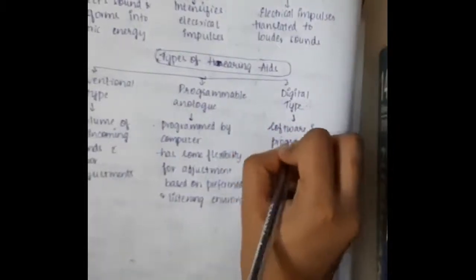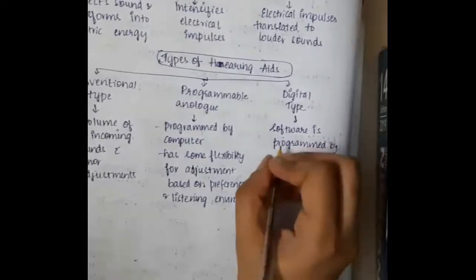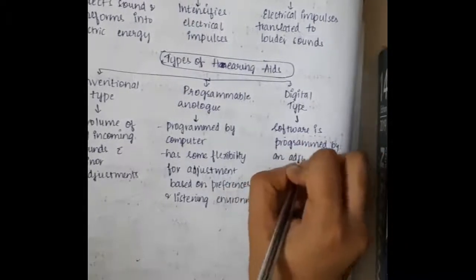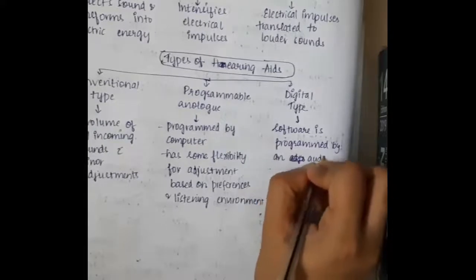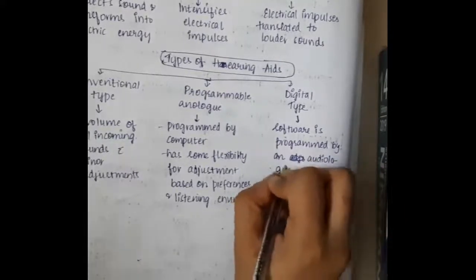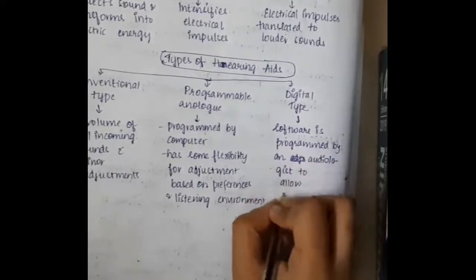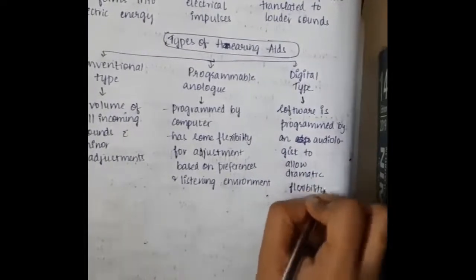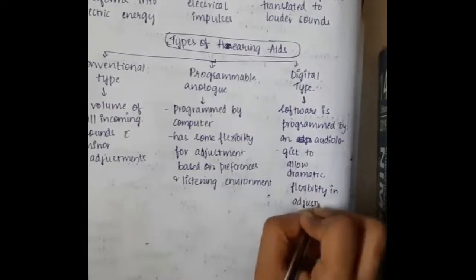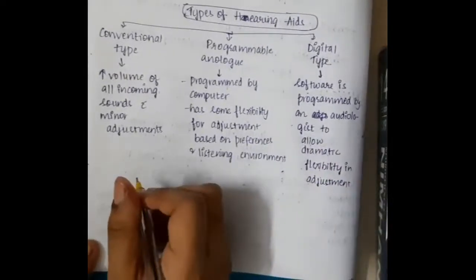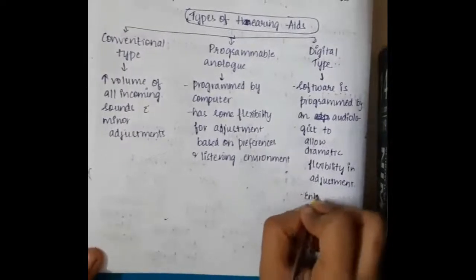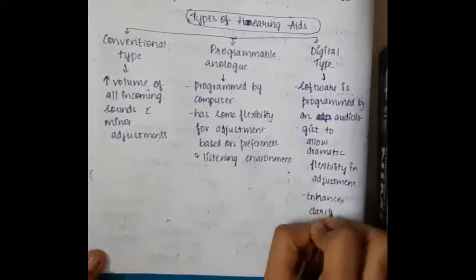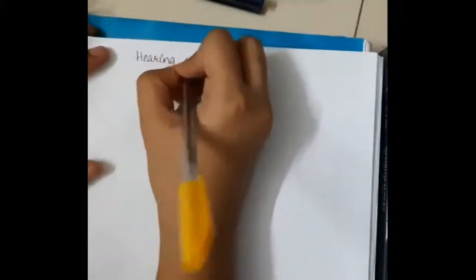Then we have digital type, where the software is programmed by an audiologist to allow dramatic flexibility in adjustment enhancements. We can have good flexibility because this is programmed by the audiologist according to the adjustments of the patient. This enhances the clarity. So digital type is the most advanced and the best type of hearing aid.